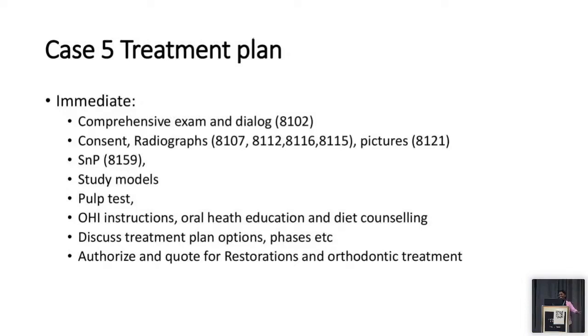Luckily, she agreed. She didn't laugh at me like you guys are laughing. And then she said, okay, let's authorize for everything. I want to do everything in one day. So we did that. We did everything.